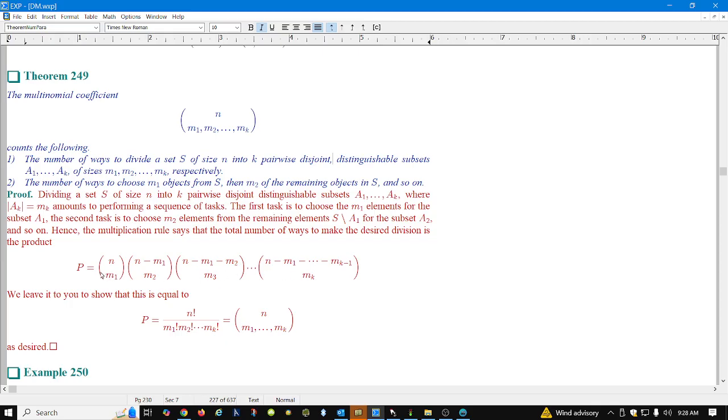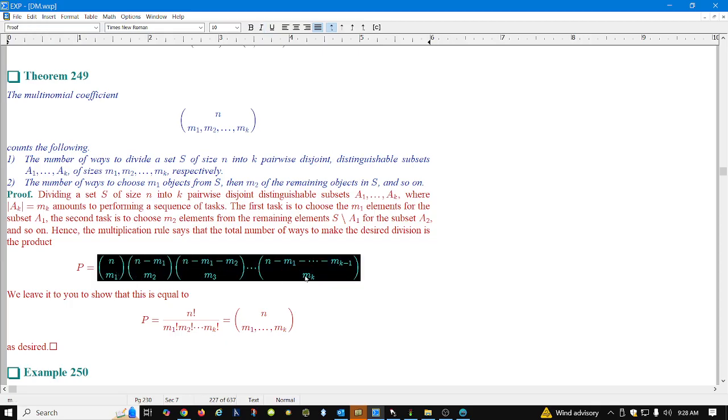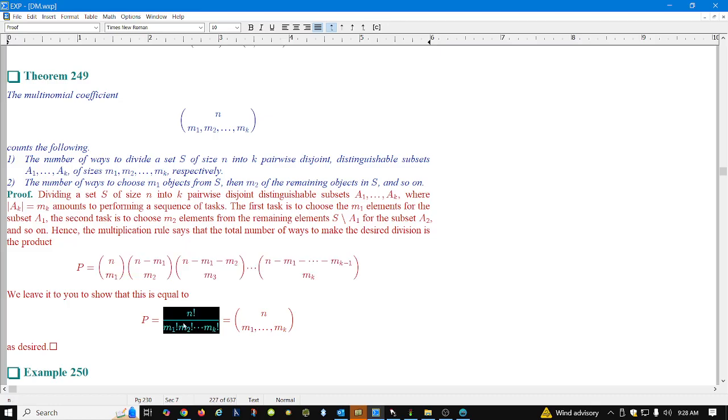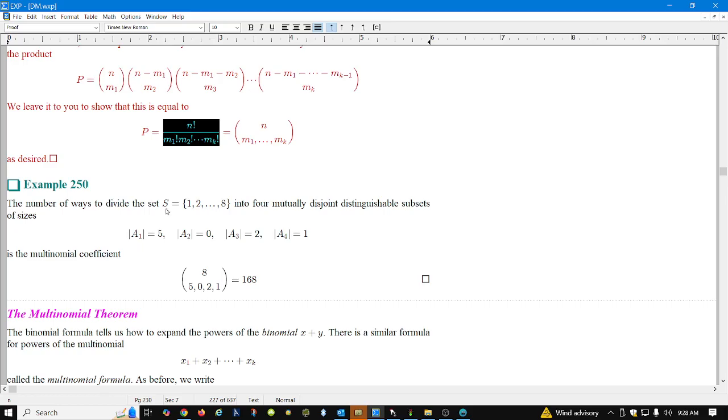The one place where you may have an issue is showing that all of this collapses into this, but we have discussed a proof technique that will help you do that. So the number of ways to divide this set, 1 through 8, into 4 mutually disjoint. I get criticized a lot for not using enough commas. Distinguishable subsets of these sizes, 5, 0, 2, 1, is this multinomial coefficient, which works out to be 168.